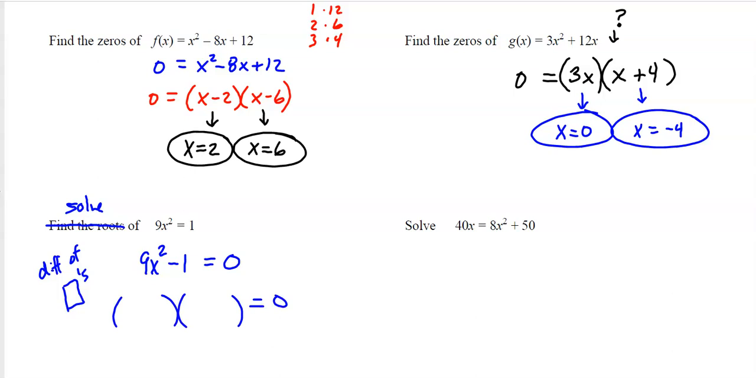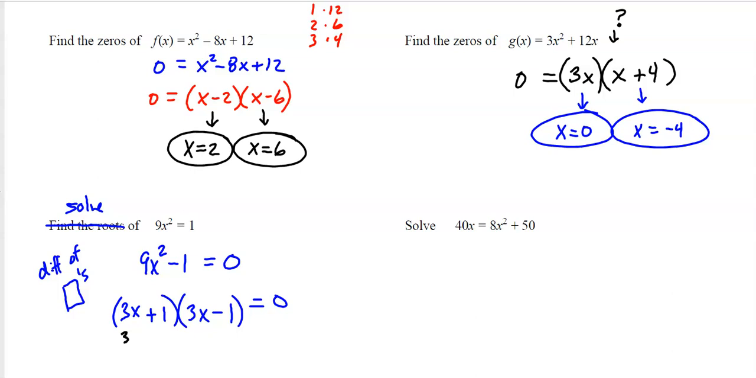So to get the front number, 9x squared, well, that's going to be a 3x and a 3x. And then I'm going to have a plus 1 and a minus 1. And that way the middle term will go away. So that way I'm going to get what we're supposed to get. Now this one's a little tougher because I may have to actually solve this.